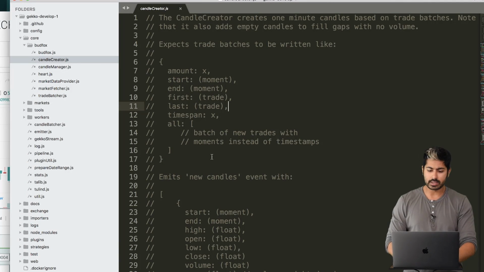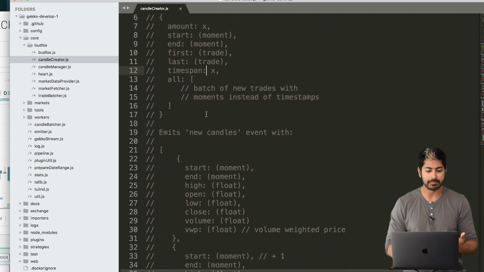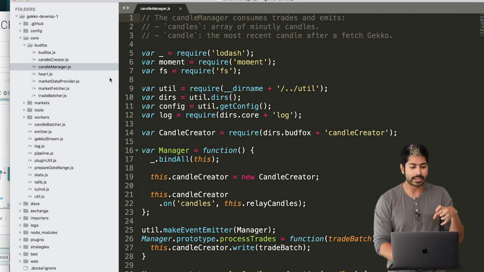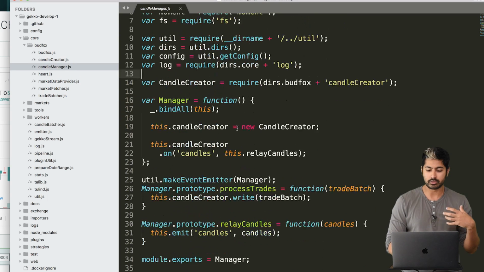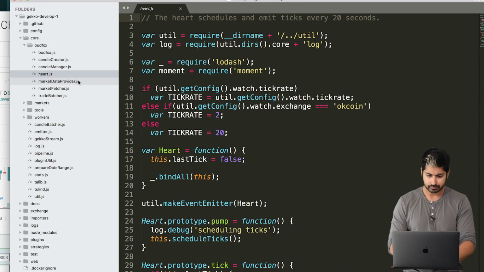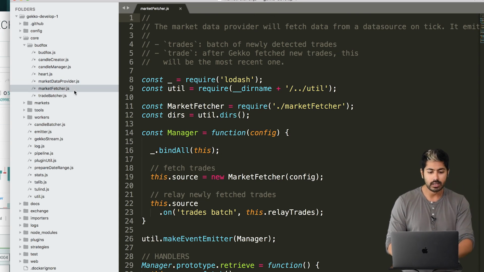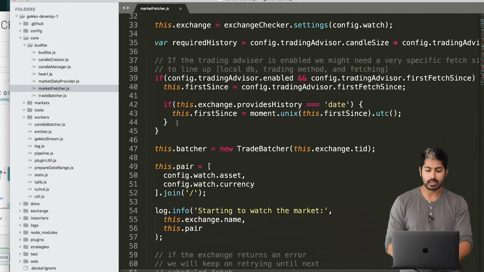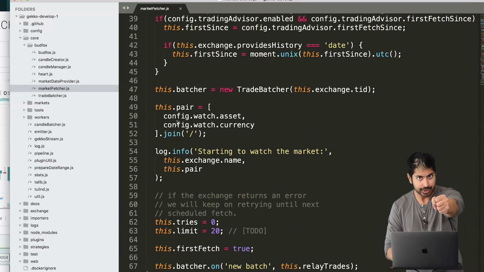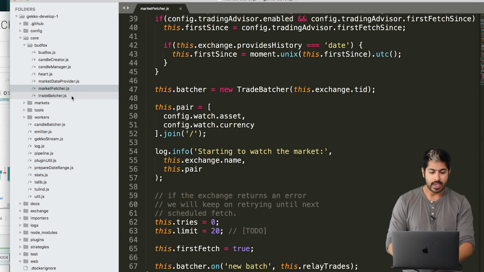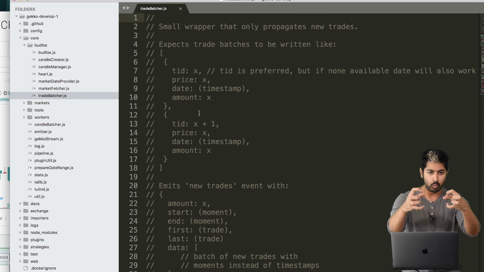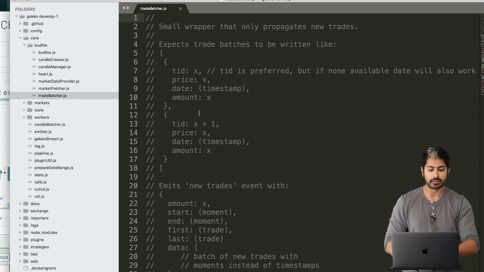So this is what's inside of a candle: the amount, the start, end, first, last, timestamp, etc. And once we created a candle, we have a manager for that candle to say where does it go, and then heart.js is for the interval. We can set what the interval to pull candles from the web should be. Market Fetcher is the HTTP wrapper around actually pulling that data. And then Trade Batcher batches what we pull into certain sets of intervals.